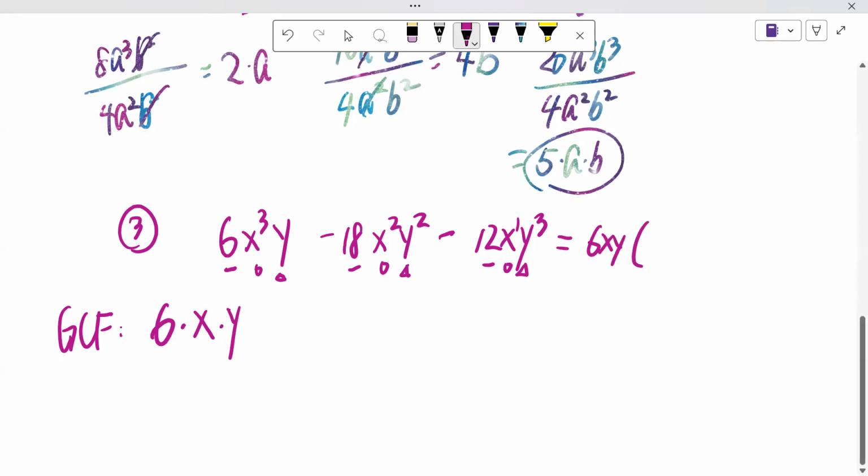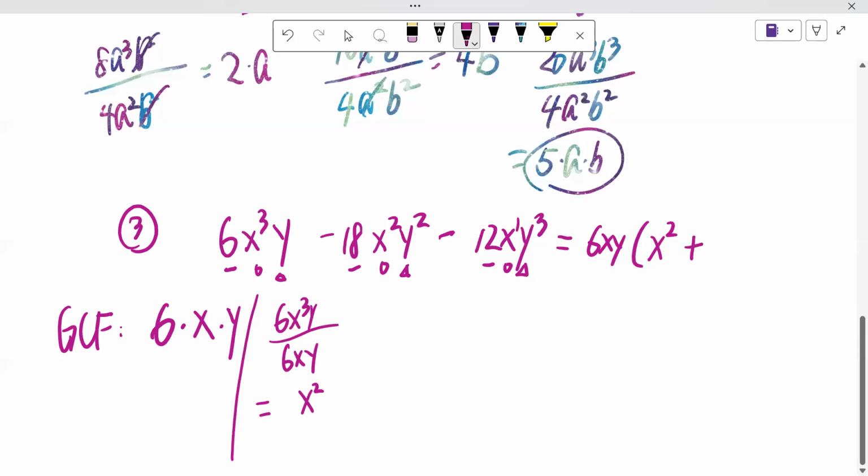Now let's figure out the remaining terms. For the first term we do 6x cubed y over 6xy. Cancel the 6, x cubed over x is x squared, cancel the y. So the remaining term is x squared.